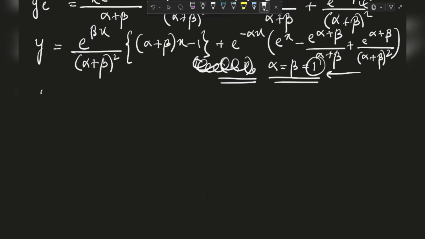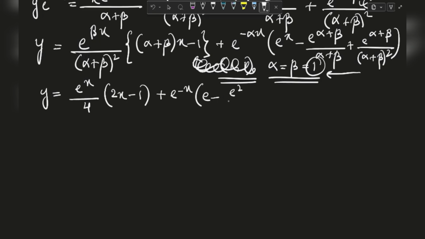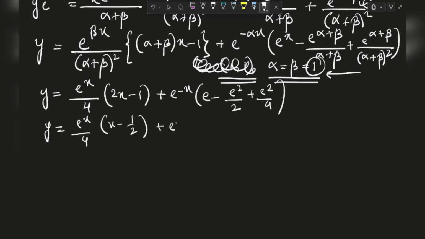So if we put alpha and beta as 1, this is actually coming out to be e^x by 2 square, so 4, and this is your (2x minus 1) plus e^(-x) times (e minus e square by 2 plus e square by 4). So basically y becomes equal to e^x by 4, and this is (x minus half) plus e^(-x) times, I guess, e minus this thing will be e square by 4.